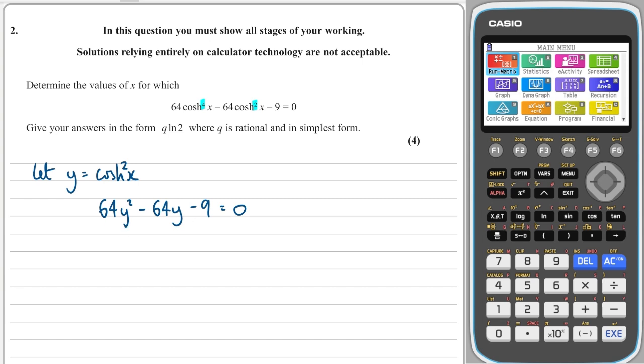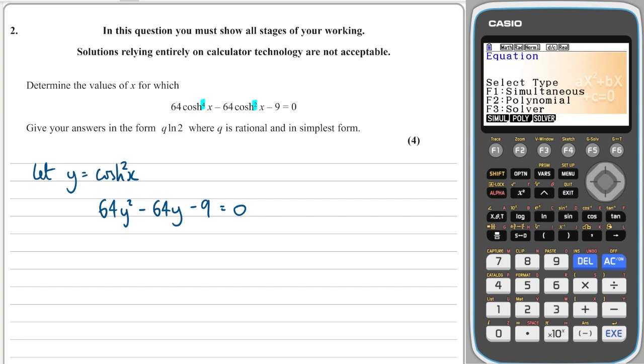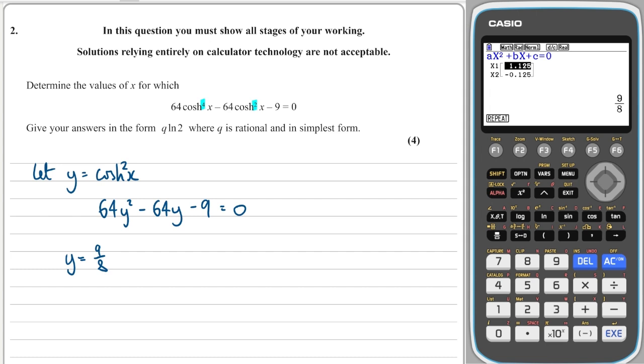We can solve that quadratic by using our calculator. I think it's probably the most efficient way of doing it, seeing as it's going to be quite a tricky one to factorise. So we'll go to polynomial solver, degree 2, and that's 64, minus 64, and minus 9. And we get 9 over 8. So we say that y is equal to 9 over 8. And we also have minus an eighth. So we say y is equal to minus an eighth.